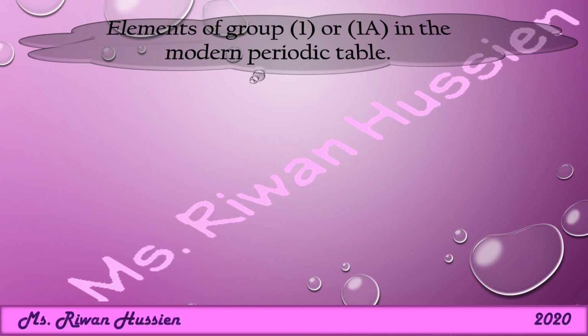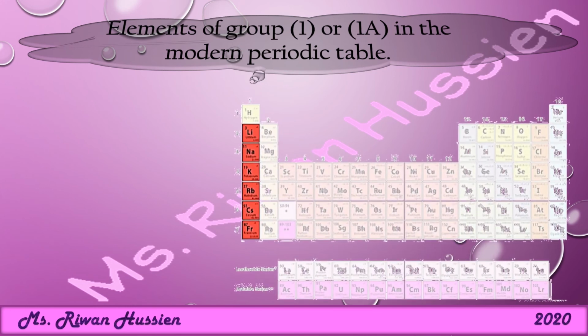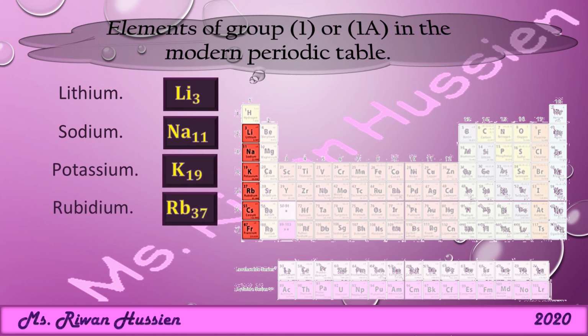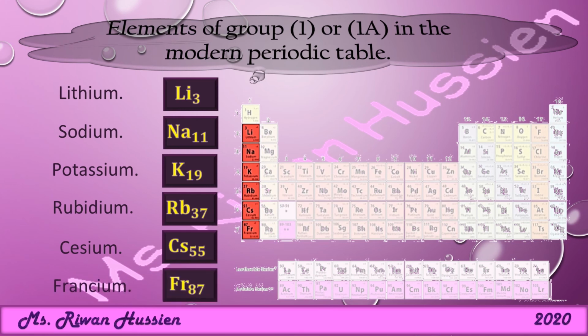As you can see in the picture, Group 1A includes lithium Li3, sodium Na11, potassium K19, rubidium Rb37, cesium Cs55, and francium Fr87.